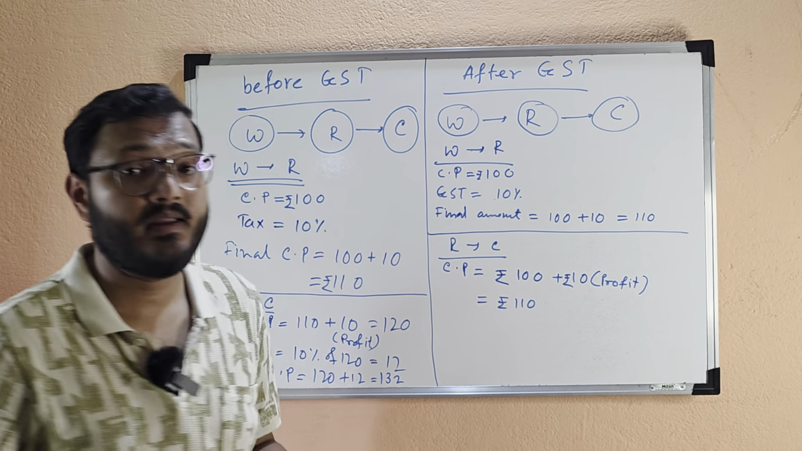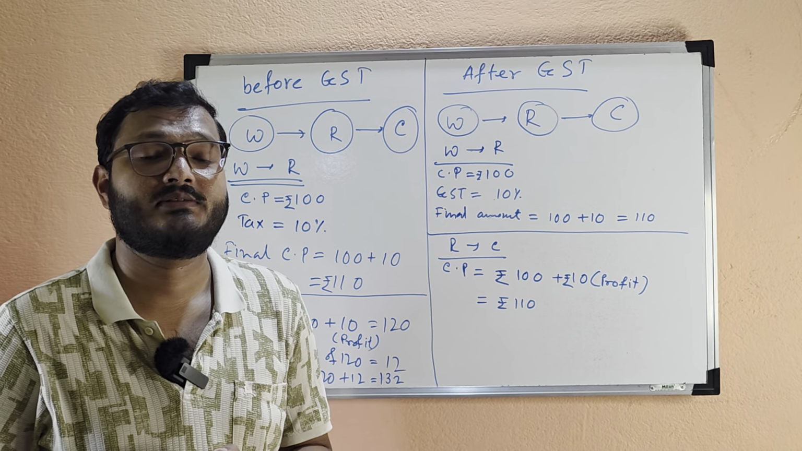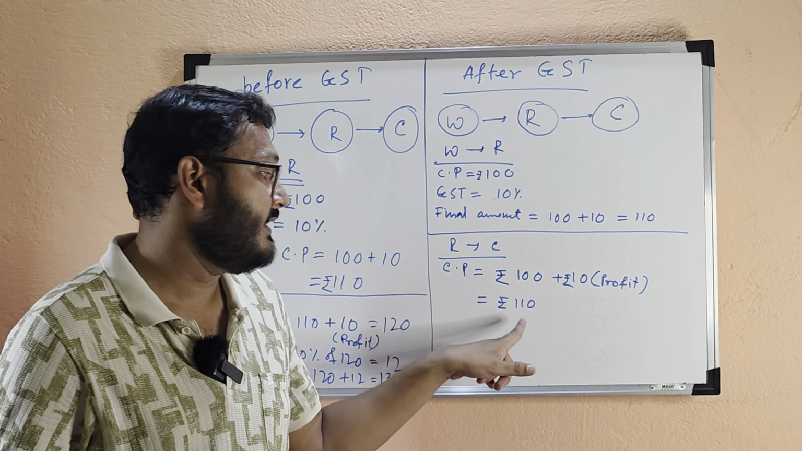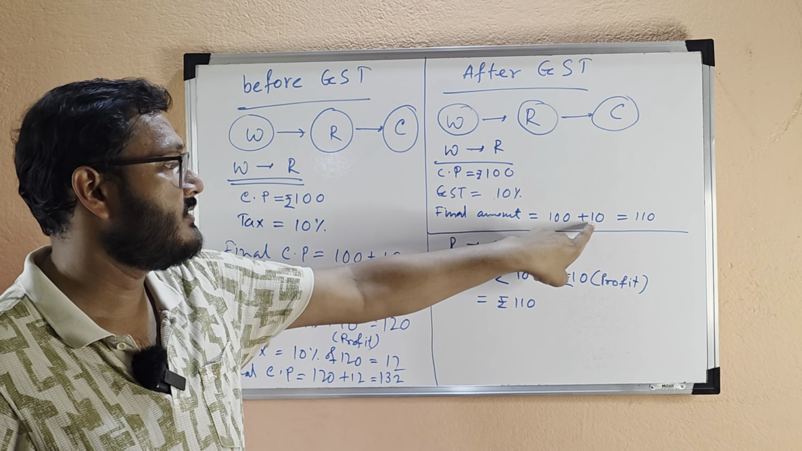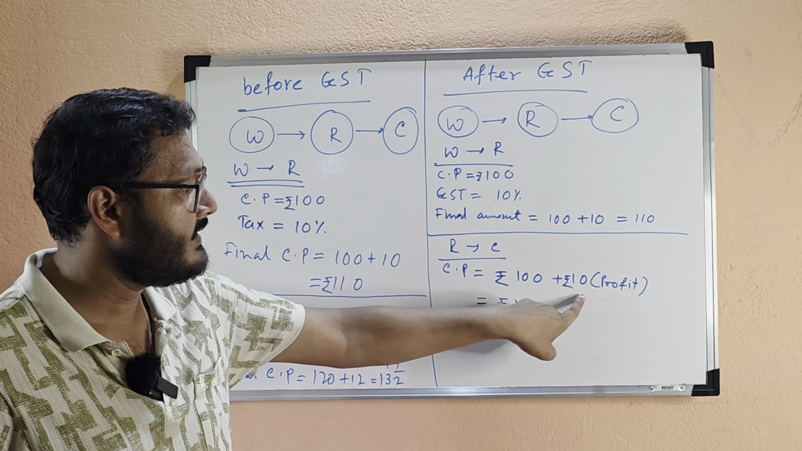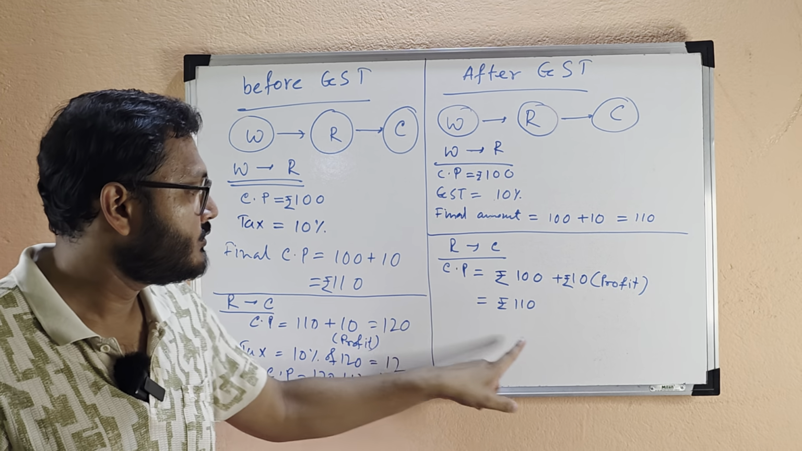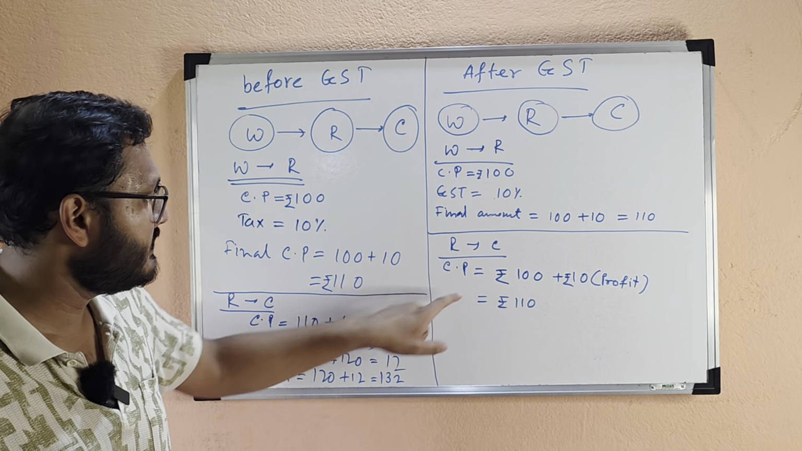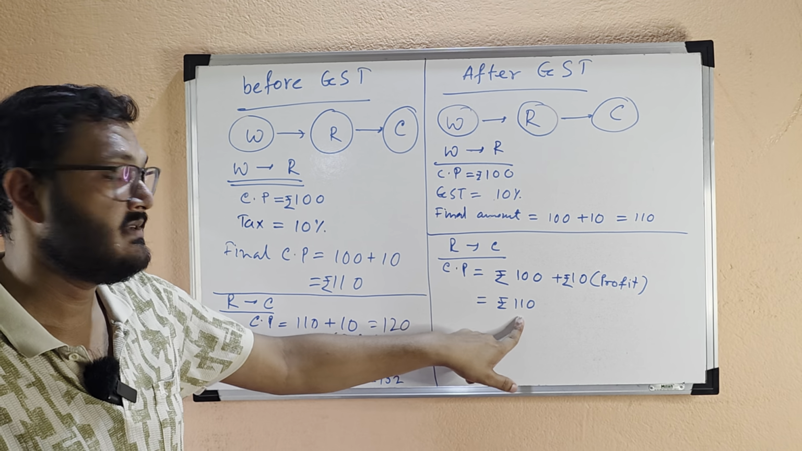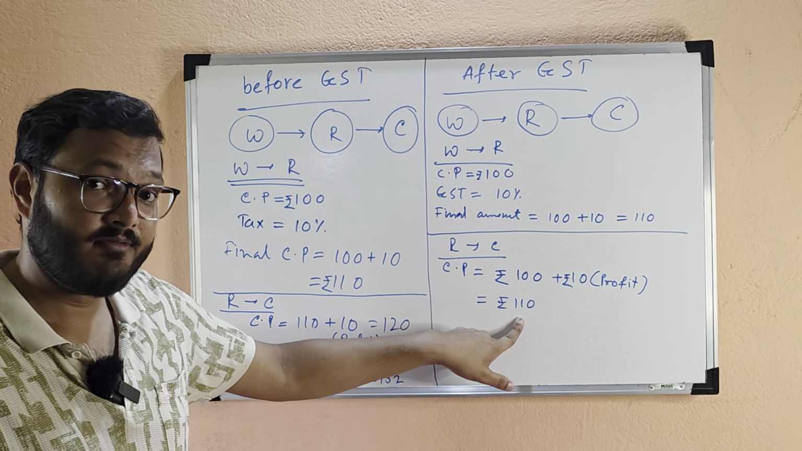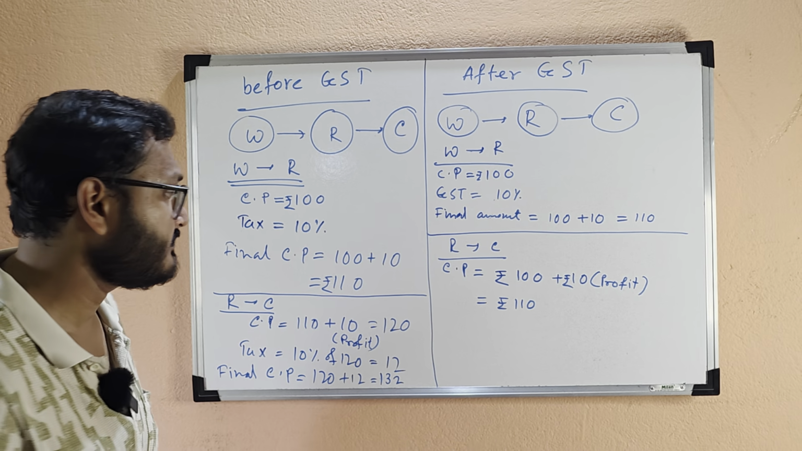He will say that 110 is my cost price, but he didn't add this 10 rupees tax. He added this 10 rupees as a profit. So now the cost price of this one is not 120, it is 110. So already we got the benefit of 10 rupees.